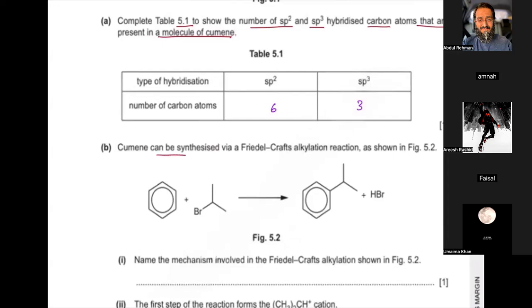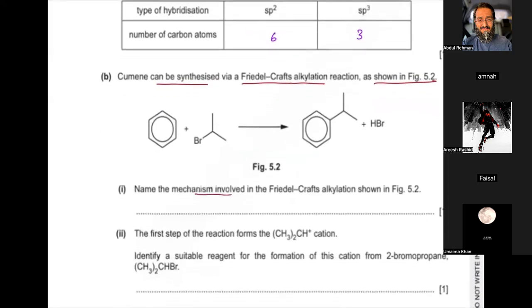Next. Cumene can be synthesized via Friedel-Crafts alkylation reaction as shown in figure 5.2. So that is the easy reaction. Name the mechanism involved in Friedel-Crafts alkylation shown in figure 5.2. So if you recall, this is electrophilic substitution. Very good, Faizan. So it is electrophilic substitution.